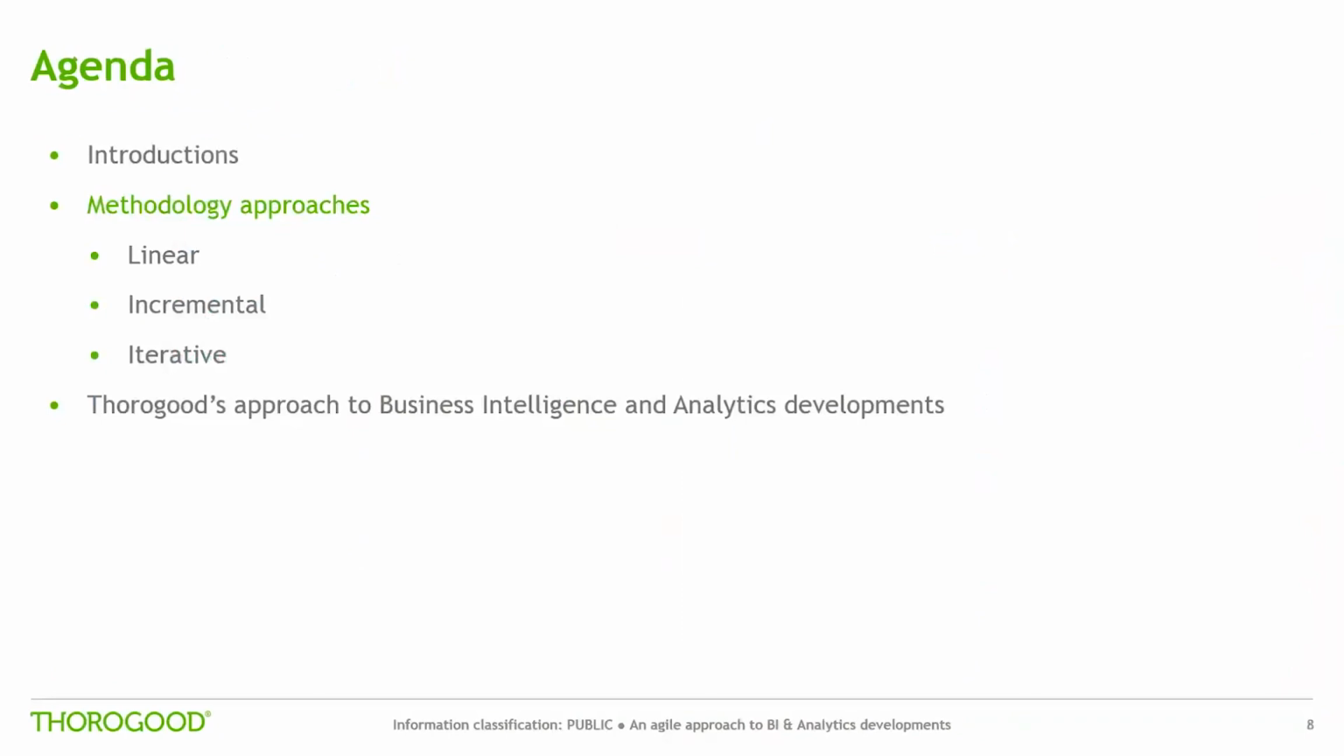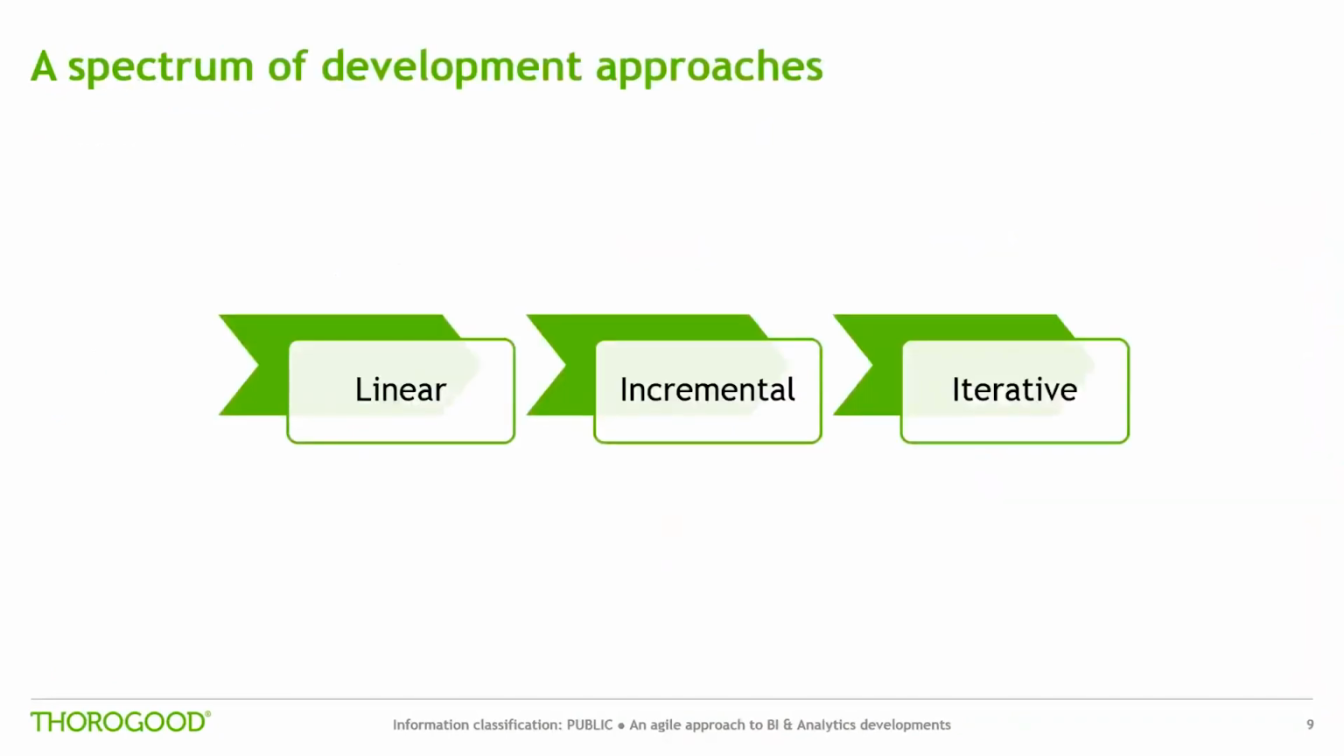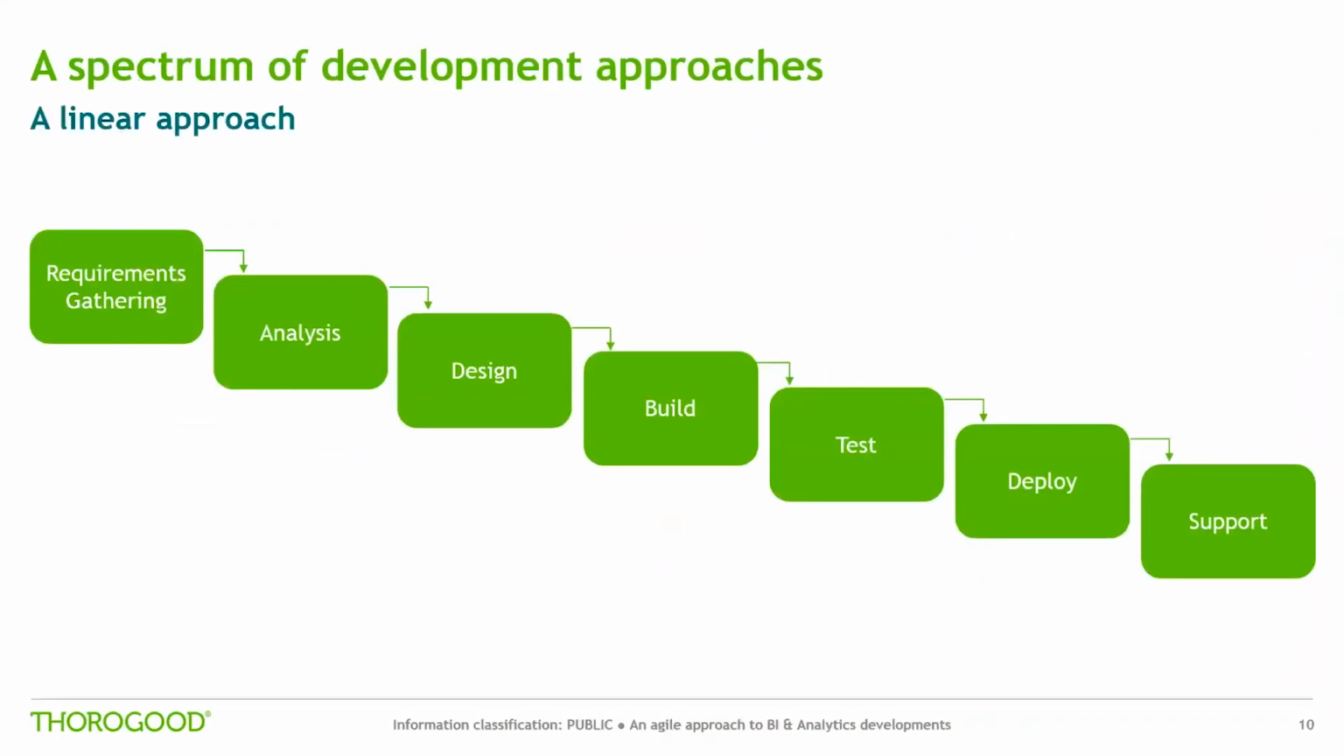So let's take a look at some of the approaches to software development. Essentially, there are three high-level types of approaches on a spectrum, so range from linear on one side through incremental and iterative on the other side, with some overlap. And we'll look at linear first of all. I suspect that many people are familiar with a linear approach.